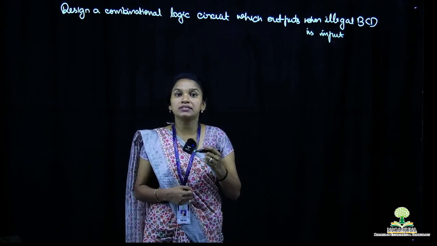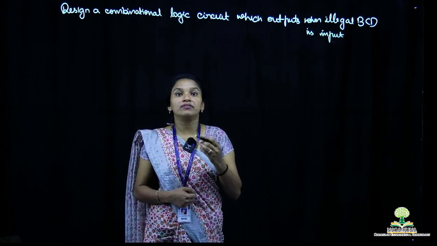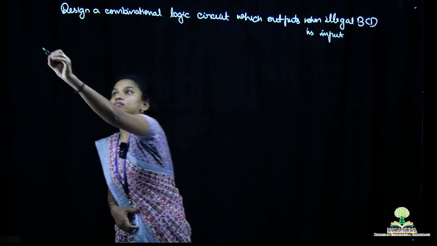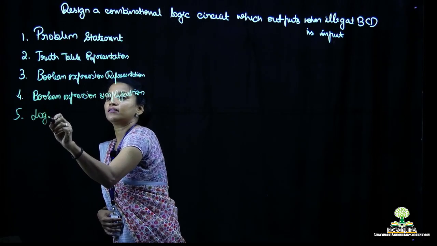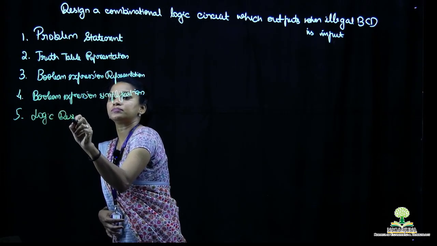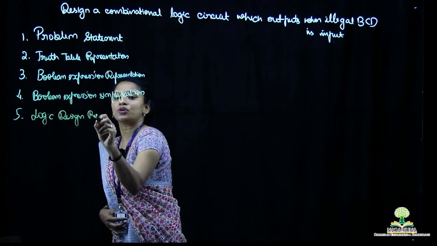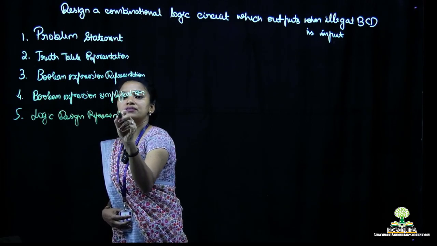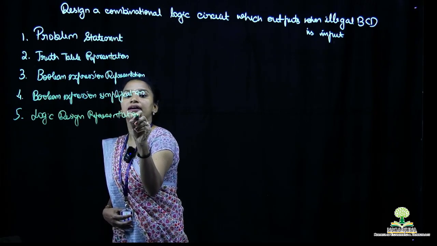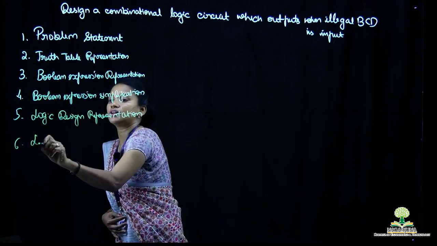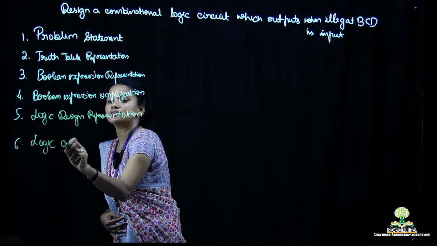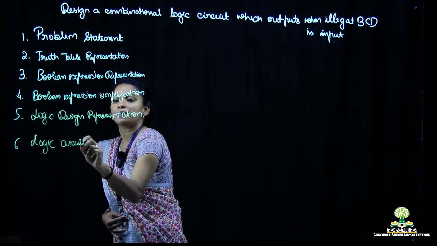That is, the first step is the problem statement. Then we will have a truth table representation. The fifth step we have here is logic design representation. Once you are done with the Boolean expression simplification, we will design the particular circuit. After that we have the last step, that is logic circuit representation.